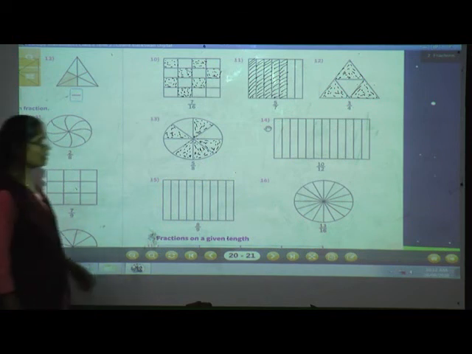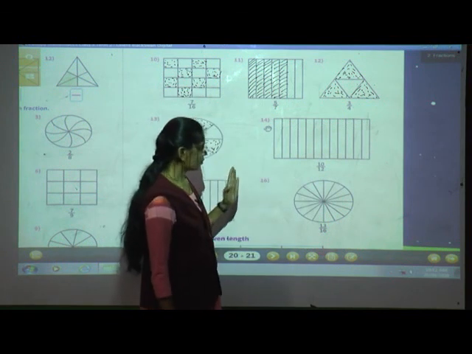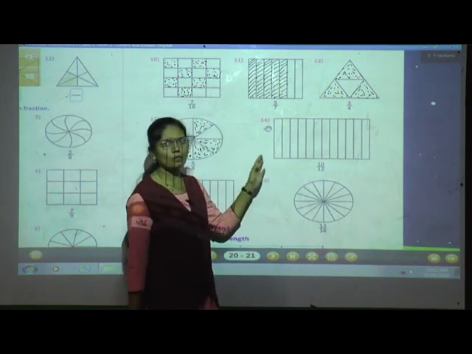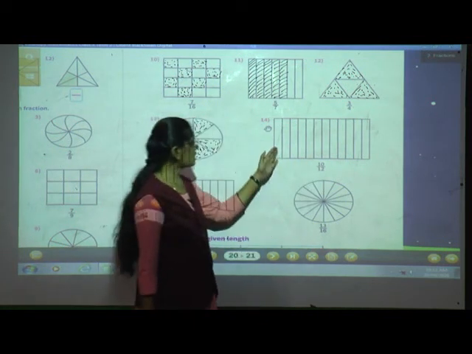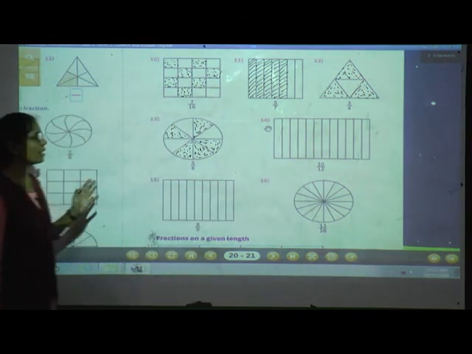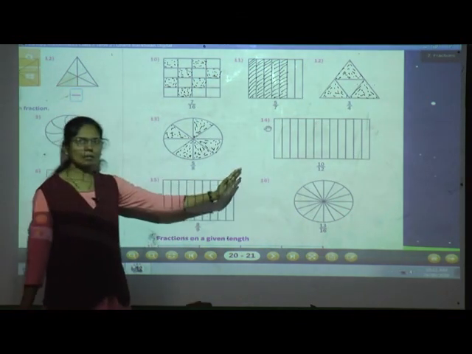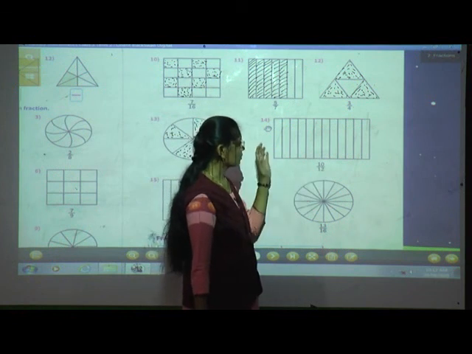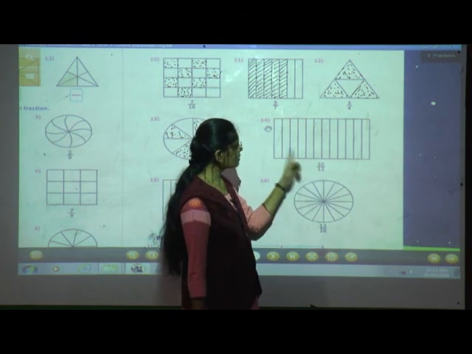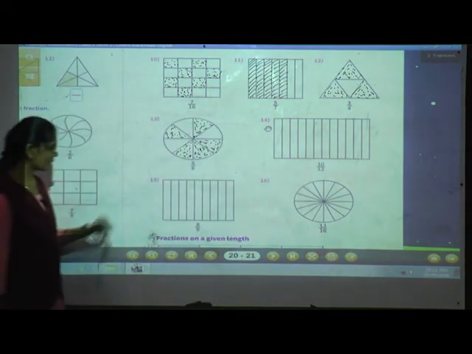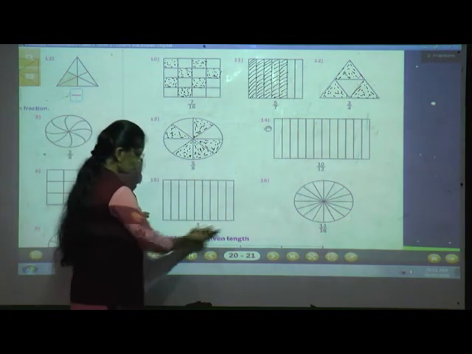Now see the next example, that is 10 by 12. Now here 12 equal parts are there. This whole is divided into 12 equal parts. Now from that 12 parts you have to color 10 parts. So students, you have to do these remaining examples on your own. Only 3 examples are remaining. Just I will explain you. Here this whole is divided into 12 equal parts, and out of that 12 equal parts you have to color 10 parts.